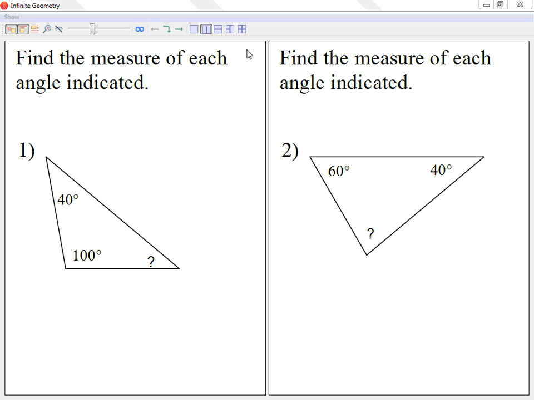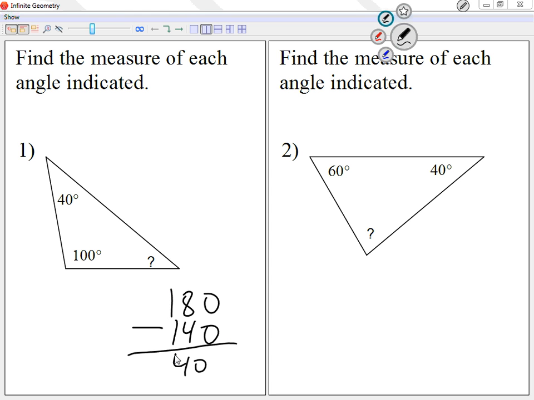It says find the measure of each angle indicated. So we want to know which angle completes the 180 in this triangle. The way we're going to find that measurement is first add the two that we have. When we add them, it is 140. Let me subtract this from 180, so 40. So that angle is 40. Once again, the three angles add up to 180.